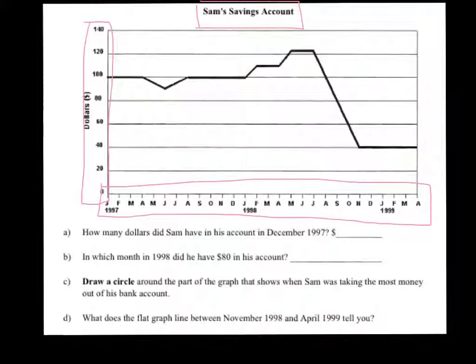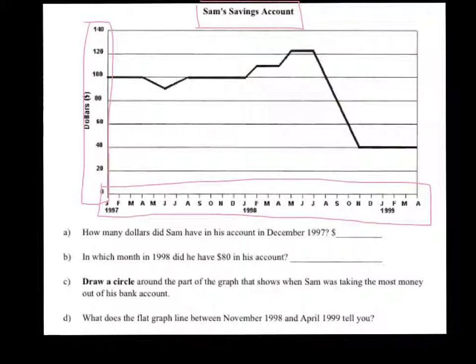Now, you noticed I've already prepared some questions down below. So let's say we were asked a question, how many dollars did Sam save in his account in December 1997? So the thing to do is, okay, well I need to go to the x-axis here, the x-axis being the horizontal one, 1997, December, move up, and as you can see I've moved up to here, and if I then track it along that line, I can see it's $100.